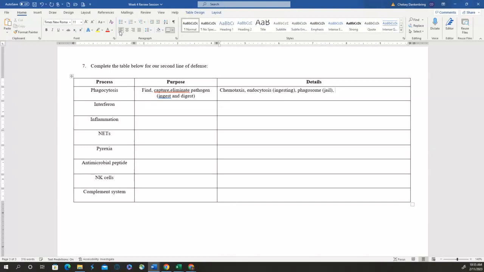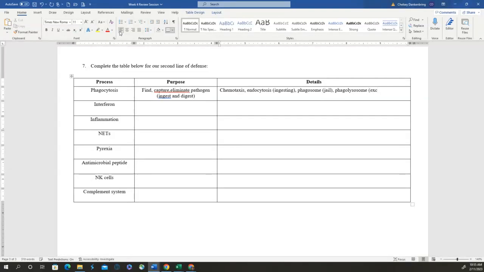So they put it in the jail. It's hanging out there in the phagosome. But now we need to get rid of the pathogen, right? That's where the lysosome, all those hydrolytic enzymes come into play. That's what breaks things down and quote unquote kills the bacteria. So I think of it as like the executioner. So when the executioner has come, that's when the phagolysosome has formed. It's the pathogen plus those hydrolytic enzymes.